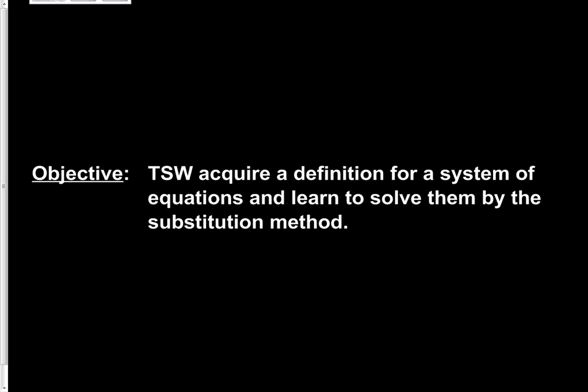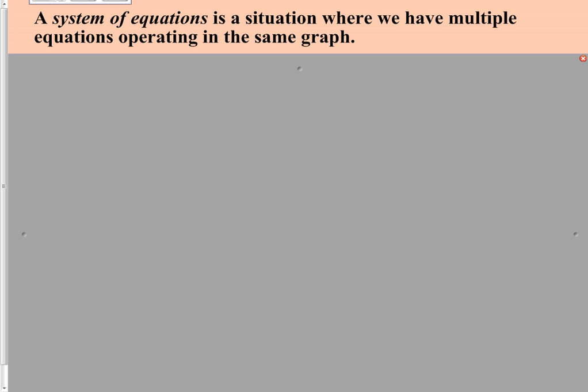Okay, so the first thing we're going to do is get a definition for system of equations. Now, you've heard it said this year already. You've probably seen it on the flashcards coming through the door. A system of equations is a situation where we have multiple equations operating in the same graph. What that means is it takes more than one equation to solve that problem.